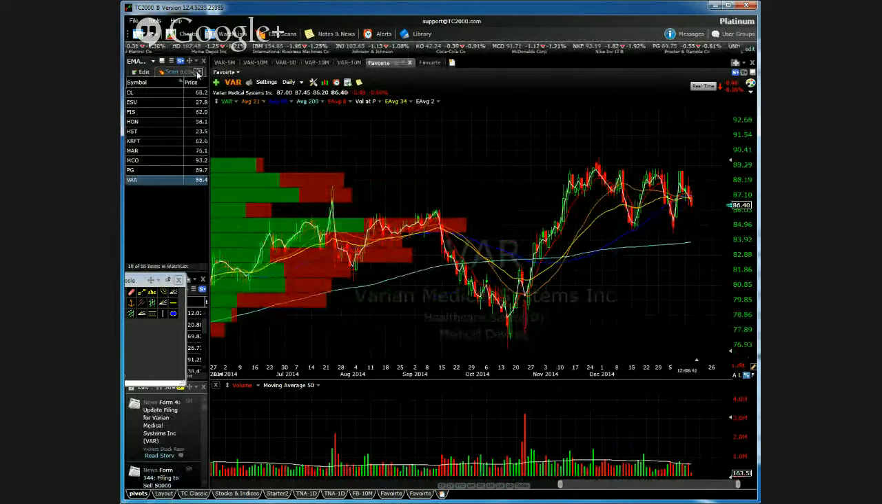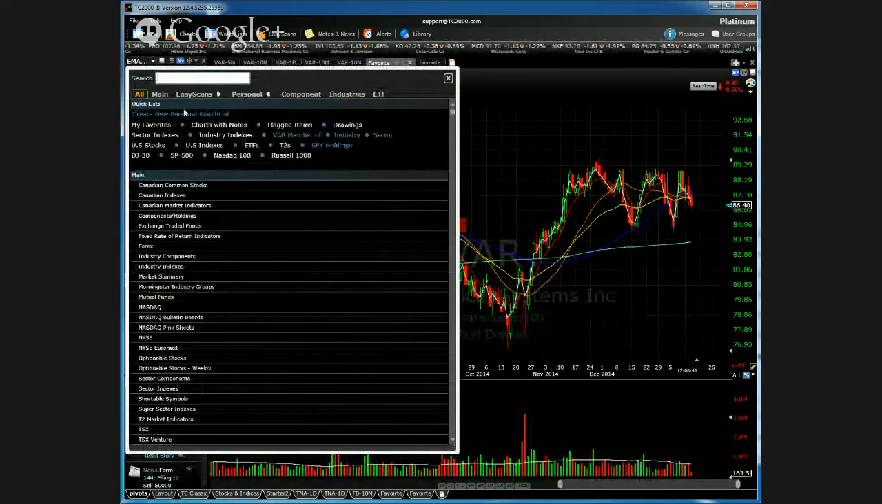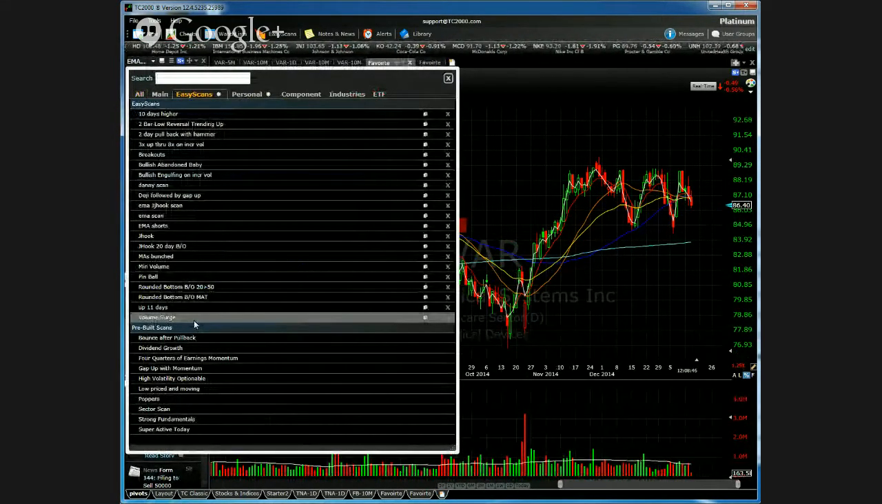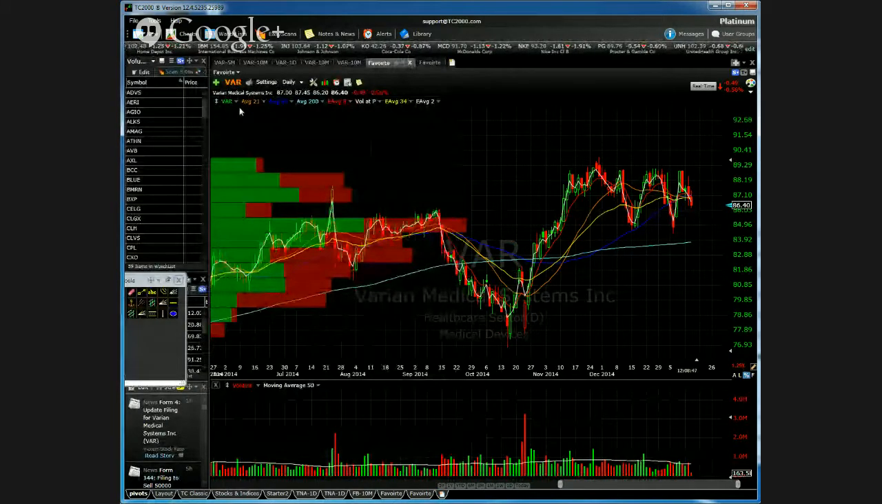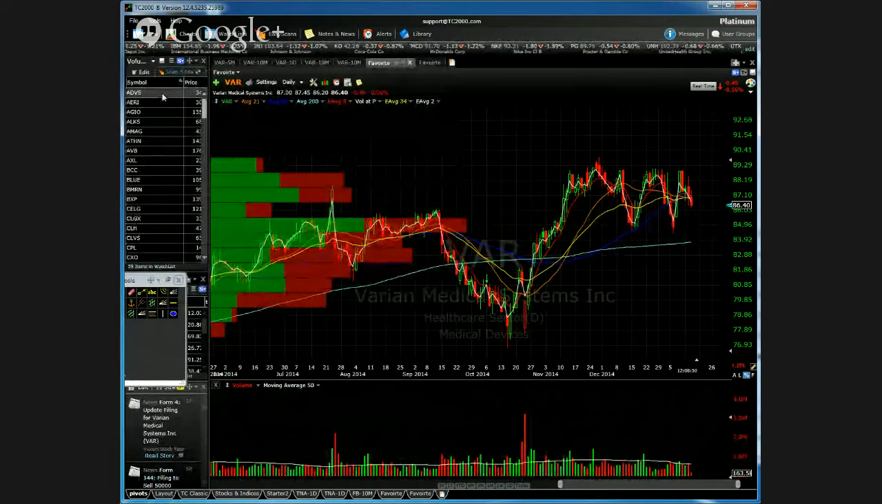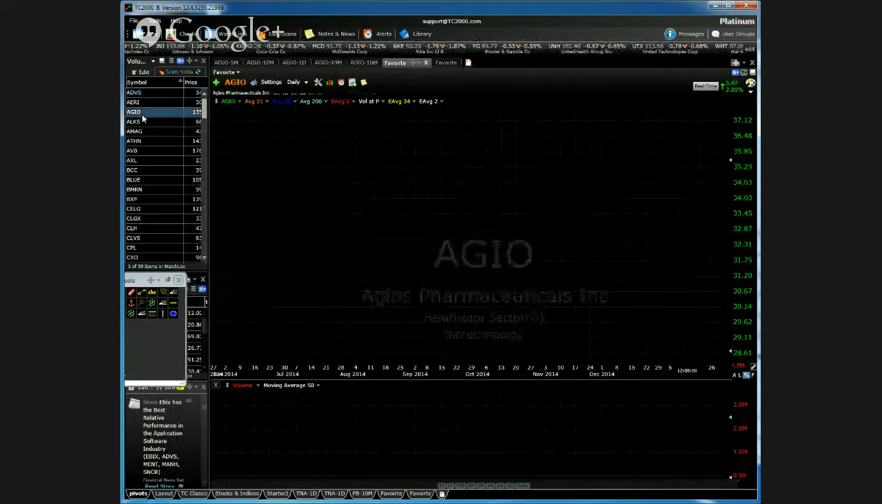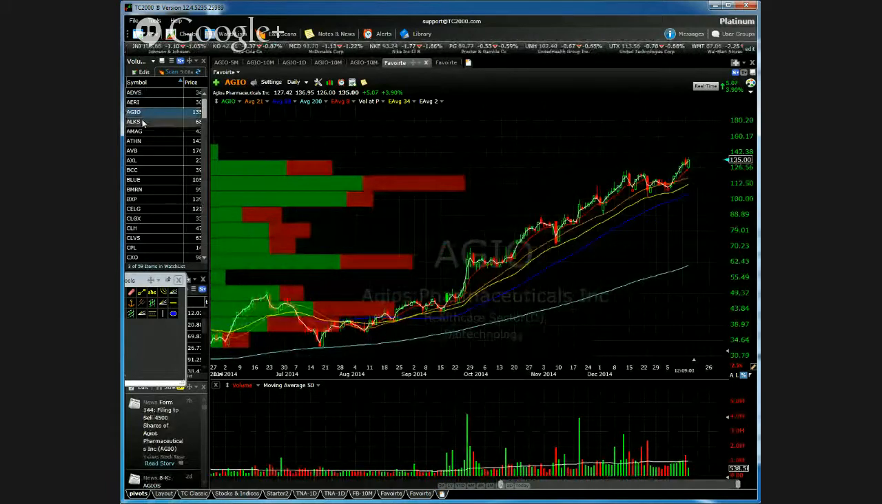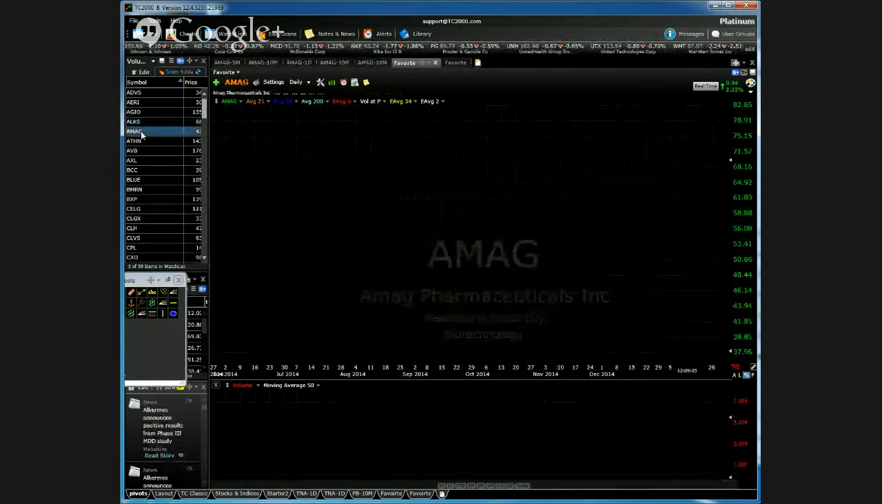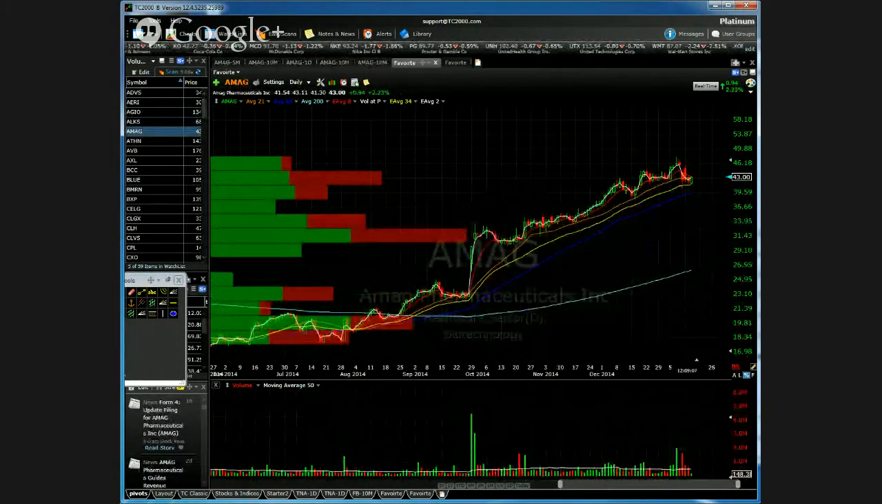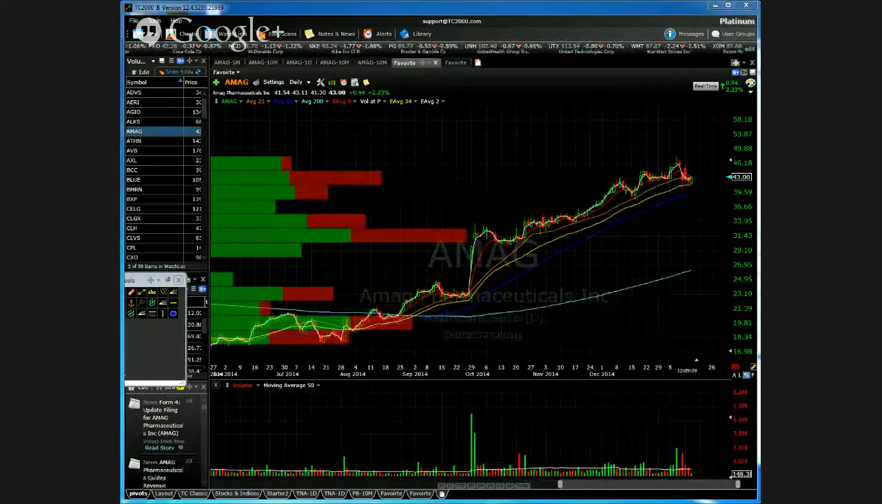Interestingly, when I go to scan for volume pickup, I find a lot more stronger charts. There's that ADVS that I posted in the chat room when I first looked at it this morning. It was in the 33s. I reposted it. It was already up at 35 something. Some of these biotech stocks look pretty decent. Let's see what y'all are saying in the room.